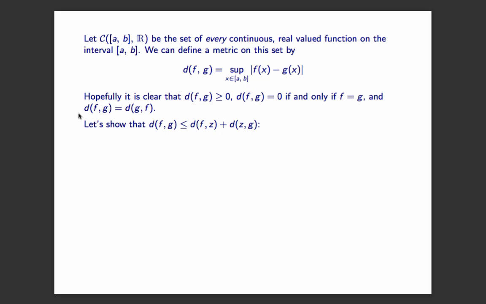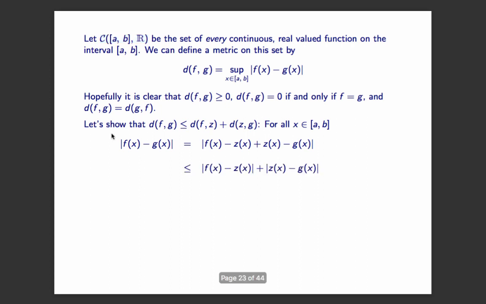So then let's just show the triangle inequality. Of course, as you can imagine, it's going to be very similar to the previous demonstration. For all x in my interval, the absolute value of f minus g is equal to f minus g if I just add 0 by way of adding z and subtracting z, where z is some function in my space, in my set. The triangle inequality says this is less than or equal to f minus z, an absolute value, plus z minus g, an absolute value.